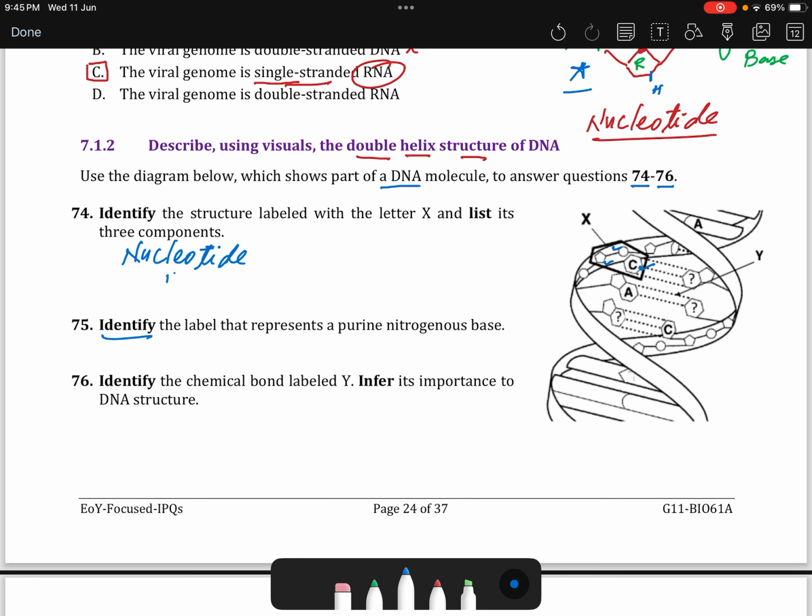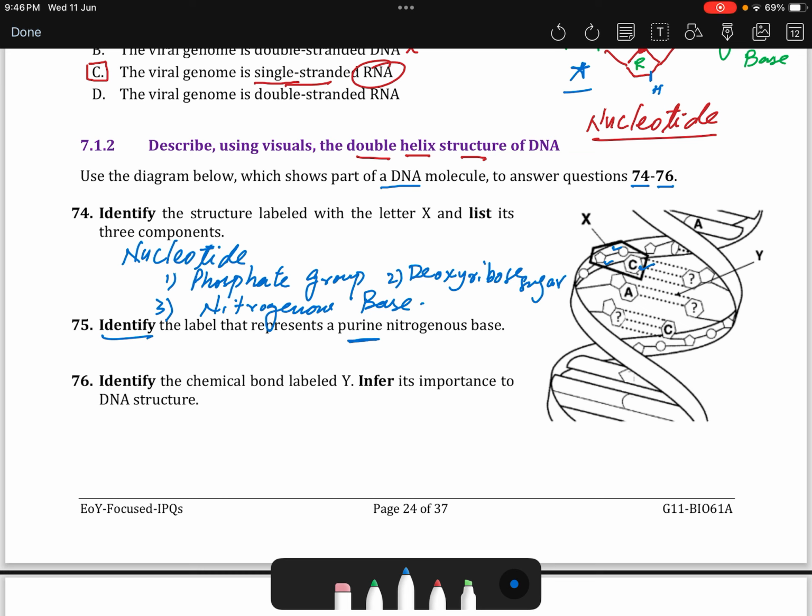Identify. So here number 1, phosphate group. Number 2, ribose sugar. Not ribose sugar, you should say deoxyribose sugar, because it is DNA. Deoxyribose sugar. And number 3 is nitrogenous base. Moving to next, identify the label that represents purine.